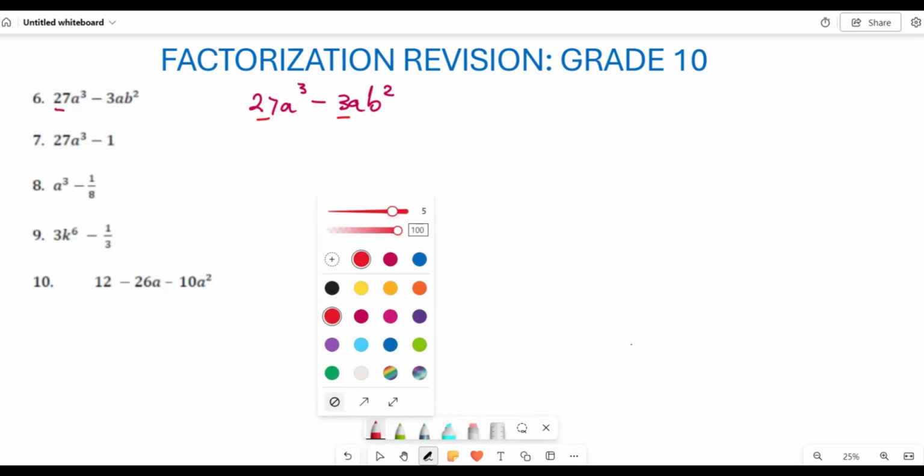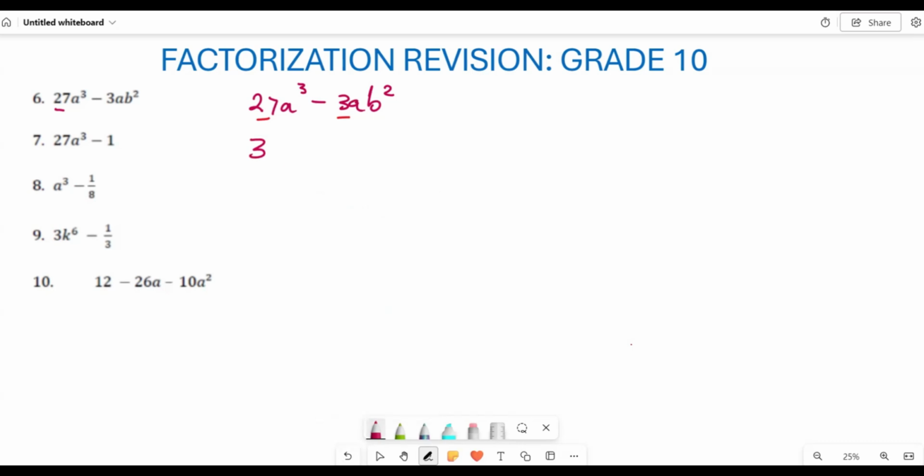Firstly, we can take out 3 as a common factor. Is 3 the only common factor here? No. We also have a, because even here there is an a, which means we are going to take out 3a. What are you going to remain with from here? 27 divided by 3 gives 9, and it is going to be a squared, because the other a is outside. Remember the laws of exponents: when you multiply powers of the same base, you add the exponents.